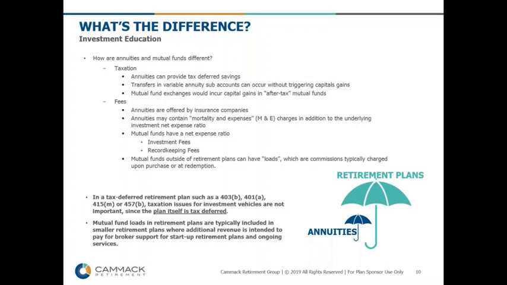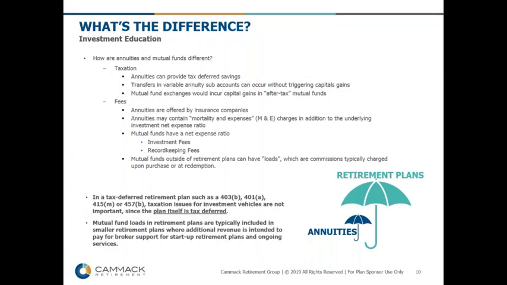So when we look at fees, annuities are offered by insurance companies, and they contain what are called mortality and expense charges. And this is the charge that covers the cost of offering the annuity to the participant. And then inside of that annuity, you also have the investment net expense ratio from the underlying investment. Now, mutual funds have a net expense ratio as well. And that net expense ratio can be broken down into investment fees and record-keeping fees.